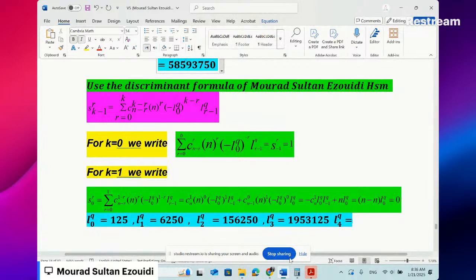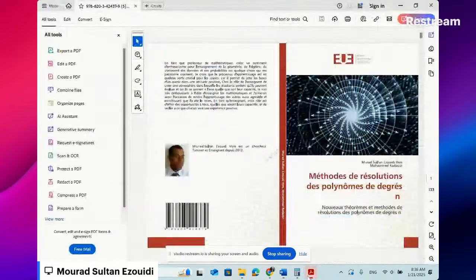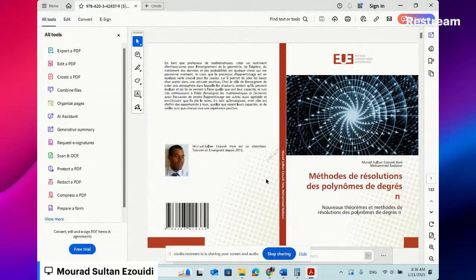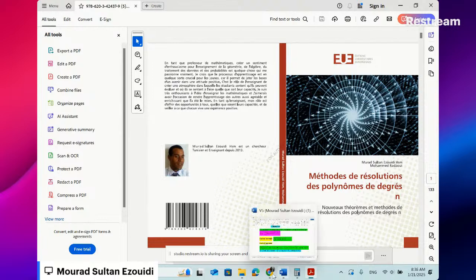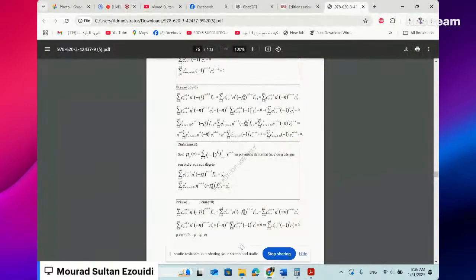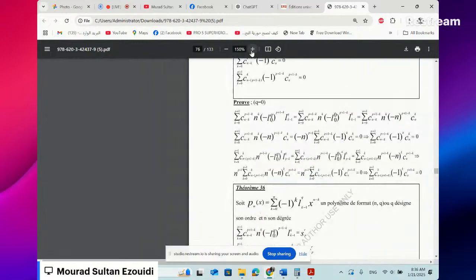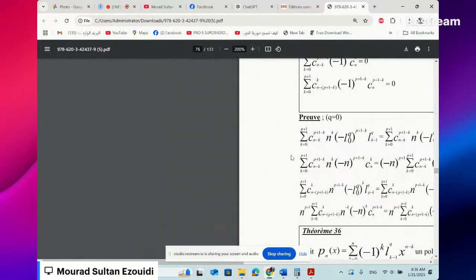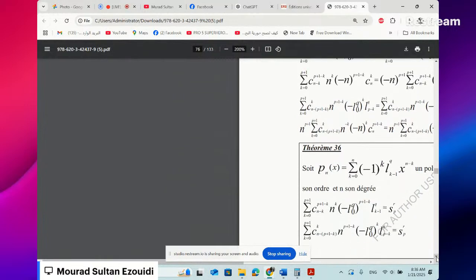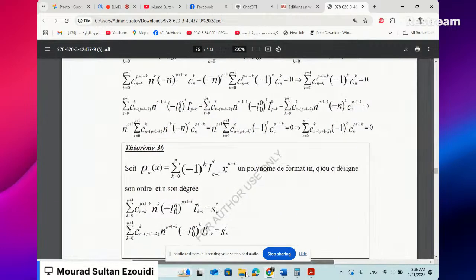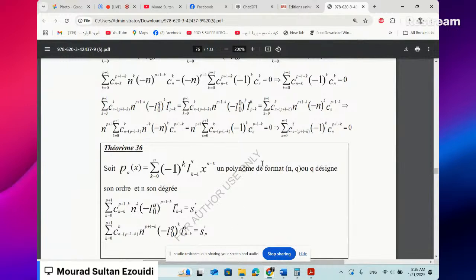Okay, this is the same as that matrix. Yes, it's the same as that. Okay, I will make it bigger so that you can see. I will put this one here. You see this one?